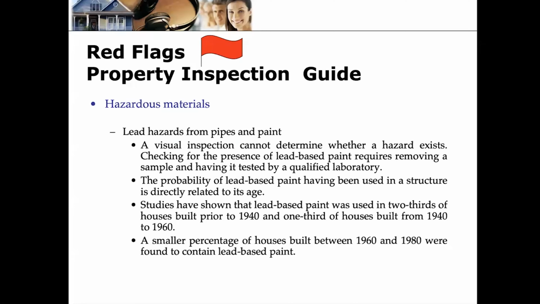The probability of lead-based paint having been used in a structure is directly related to its age. Like we said before, studies have shown that lead-based paint was used in two-thirds of all houses built prior to 1940 and one-third of all houses built from 1940 to 1960. So some of you live in areas where you have older homes, and lead-based paint could be an issue, or lead-based plumbing. A smaller percentage of houses built between 1960 and 1980 were also found to contain lead-based paint. So it comes all the way up to 1980.